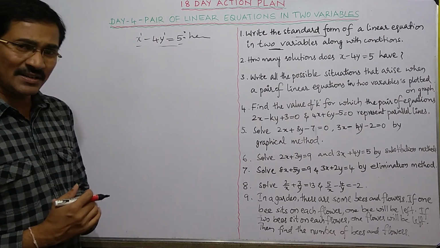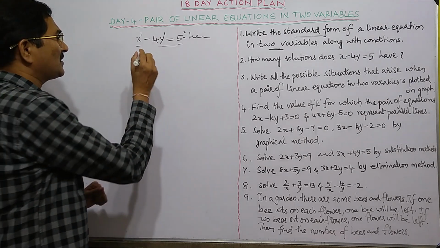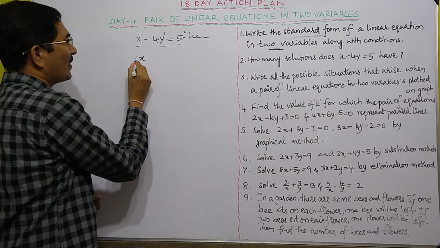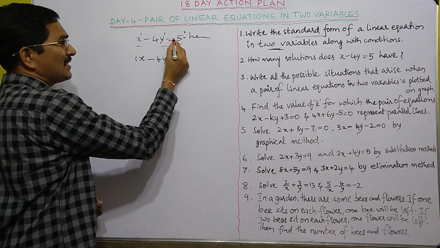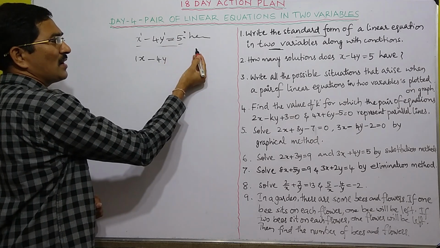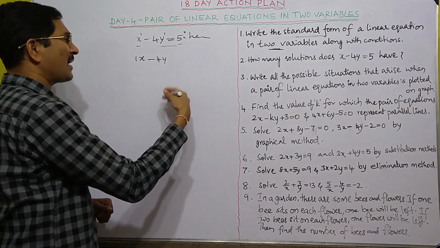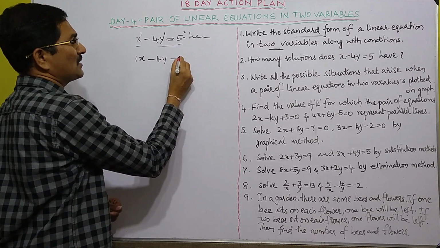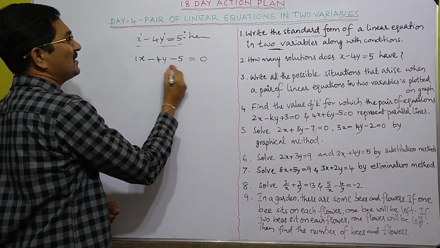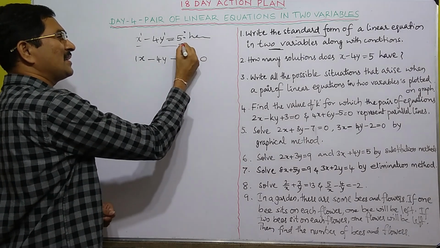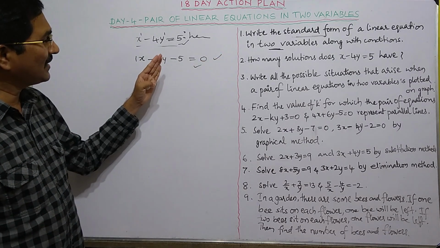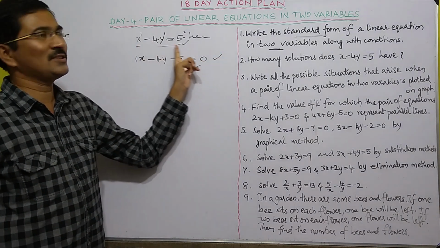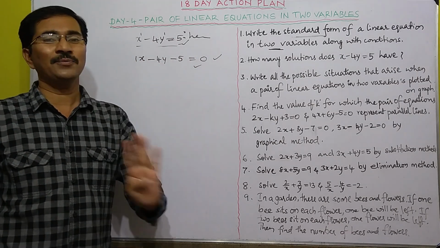But is it in the standard form? The standard form is supposed to have something like this: 1x, very good, 4y, yes, and some constant, but the constant is on the RHS of equality. Then what can you do? Get it back so that it becomes minus 5 and equal to 0. So this is the standard form. No matter whether you write in this way or this way, does not matter, but this is only the standard form. But it doesn't mean you're wrong in writing.